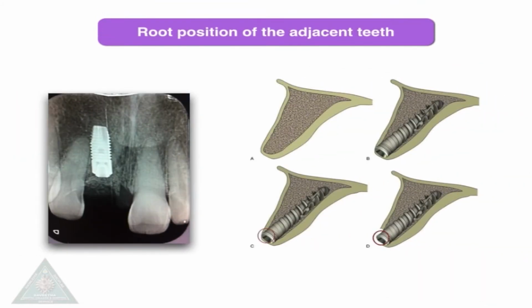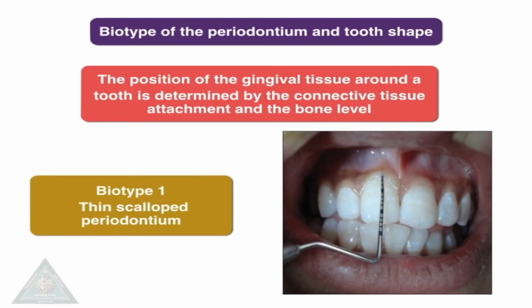The root position of the adjacent teeth: we need to be careful about the adjacent tooth and root and not damage them during the placement of the implant. Biotype of the periodontium and tooth shape. The position of the gingival tissue around the tooth is determined by the connective tissue attachment and the bone level. It is divided into biotype 1 and 2, where 1 is thin scalloped periodontium. A thin biotype with highly scalloped tissue will require the implant body and shoulder to be placed more palatally to mask any titanium show through.